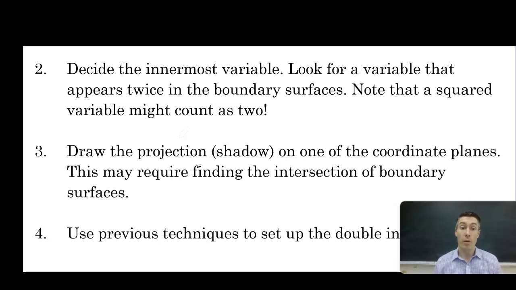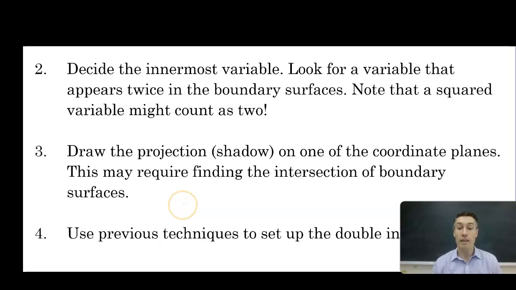Note that a squared variable might count as 2. So if you had something as a sphere, we would break it in half into the upper hemisphere and the lower hemisphere. And that would give us a plus or minus if we solve for, let's say, z, which now creates two equations. Draw the projection or the shadow on one of the coordinate planes.